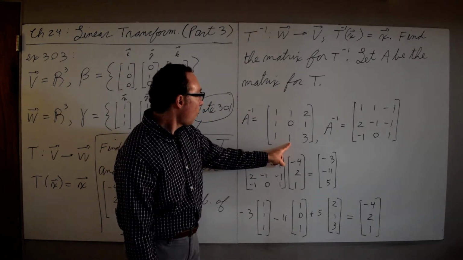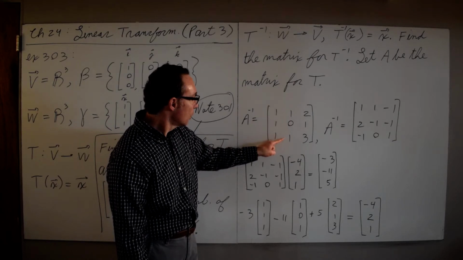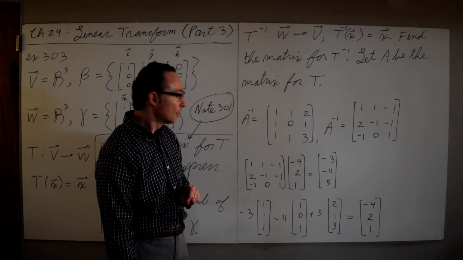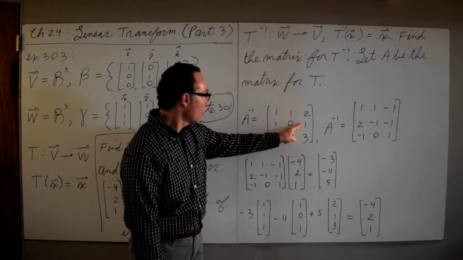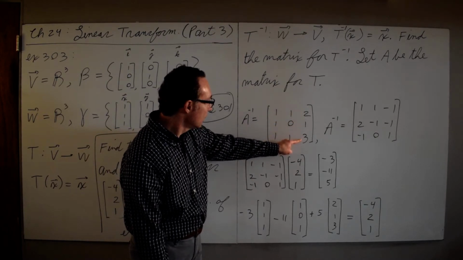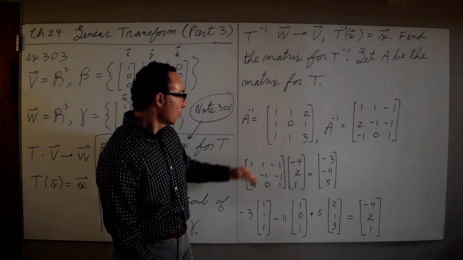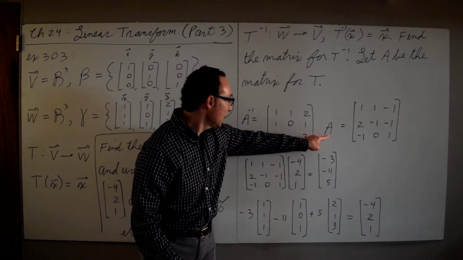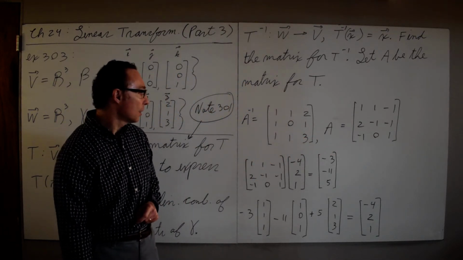The function value of Y is 1, 0, 1, and these are the coefficients you use to express 1, 0, 1 in terms of I, J, and K. Likewise, Z is the vector 2, 1, 3, and these are the coefficients you use to express the vector 2, 1, 3 in terms of I, J, and K. So that's why A inverse is this matrix. That means, that's a typo, that means that A is A inverse inverse, so A is this matrix. I calculated that ahead of time.